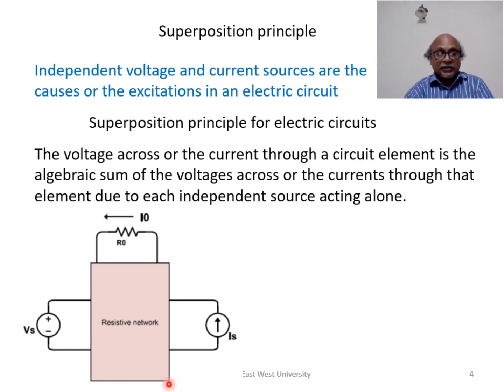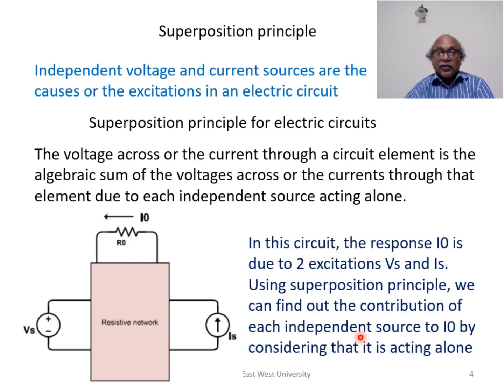Let us look at this circuit. We have a resistive network here and I have highlighted the resistance R0 whose current I0 is my desired effect. There are two independent sources in this circuit, Vs, the independent voltage source, and Is, the independent current source. This I0 contains contribution from both causes Vs and Is.